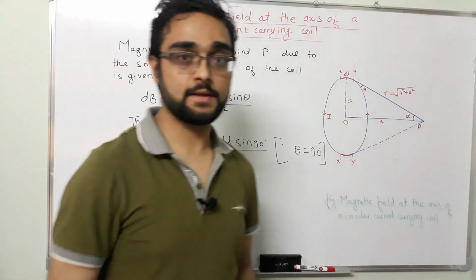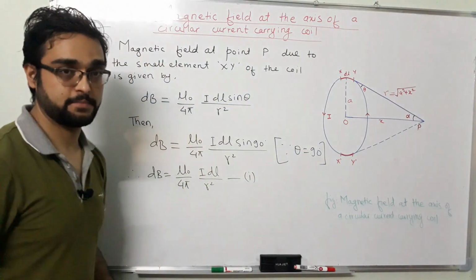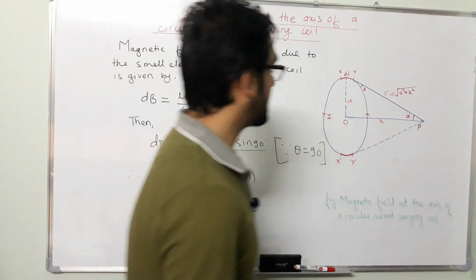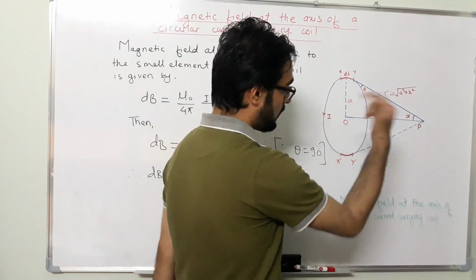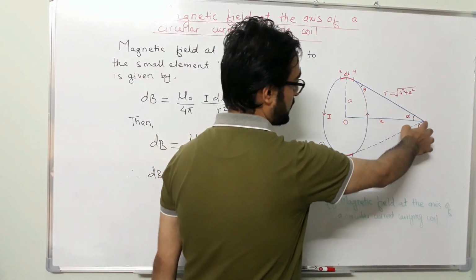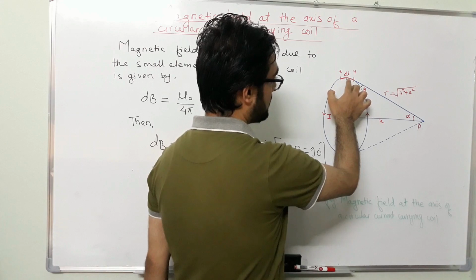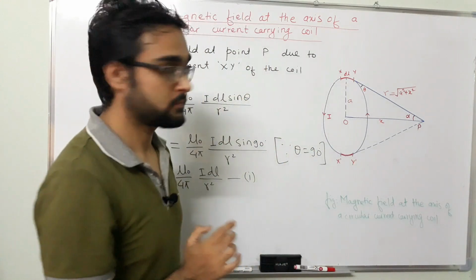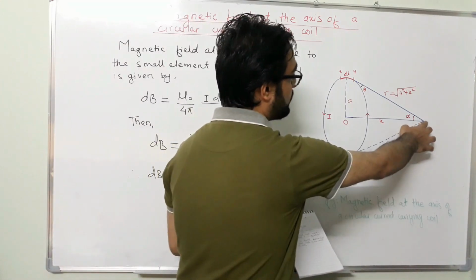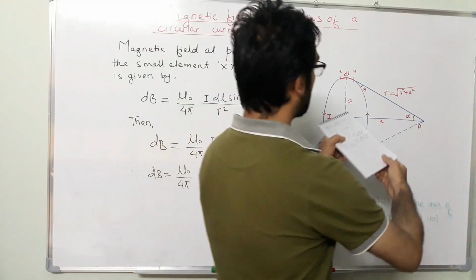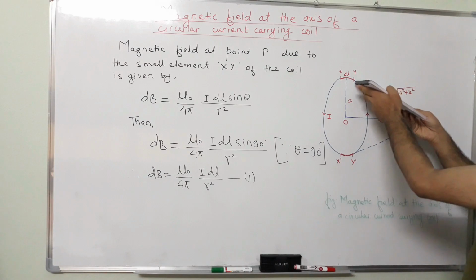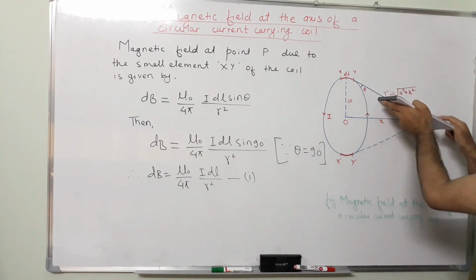Now let's find out the direction of magnetic field at point P. As I have already stated, the direction of magnetic field is always perpendicular to the plane joining the point and the small section of the conductor. And the plane formed by point P and small section of the conductor is, as you can see, this is the plane which is formed by the line joining point P and small section of the conductor.